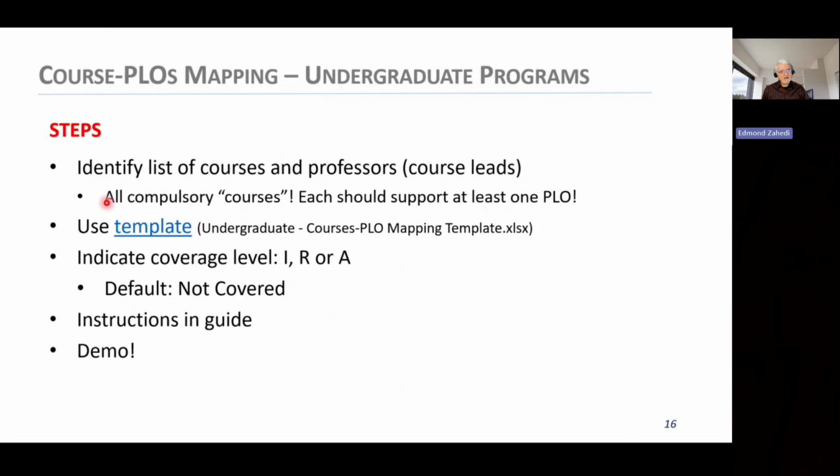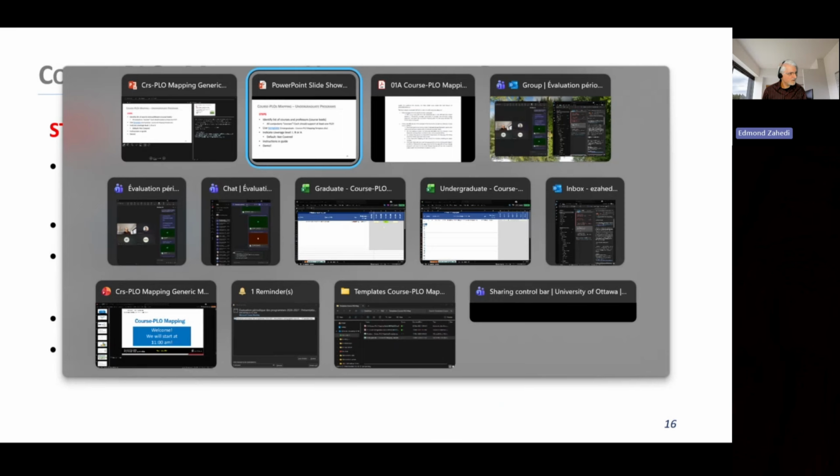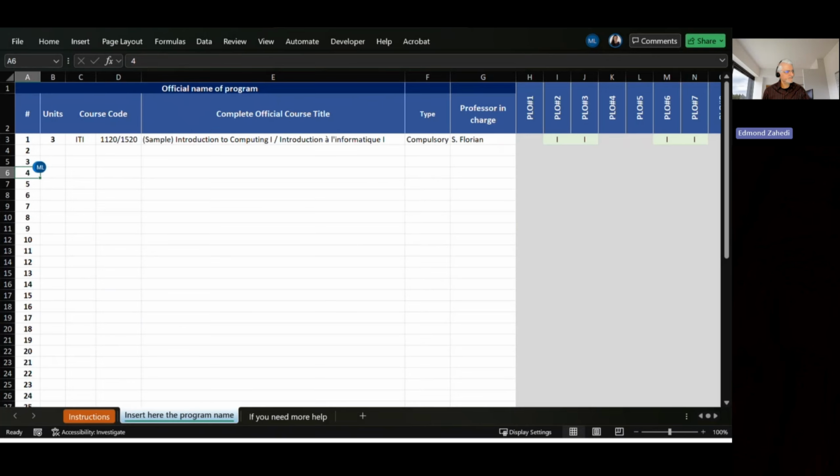And one question that I get often is that, well, we have lots of compulsory courses, and some of the courses come from other departments, other schools, etc., like language or stuff like that. Well, each course should be able to support one PLO. Otherwise, as a learning activity, what does it do in your curriculum? So we're going to get to that again. So we need to use the template and indicate the coverage level, but as nothing replaces a nice small demo, I'm going to show it to you here. And that's the Excel file.